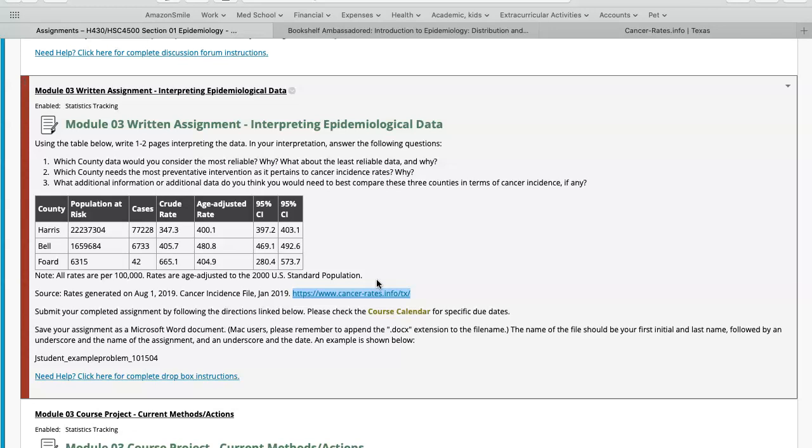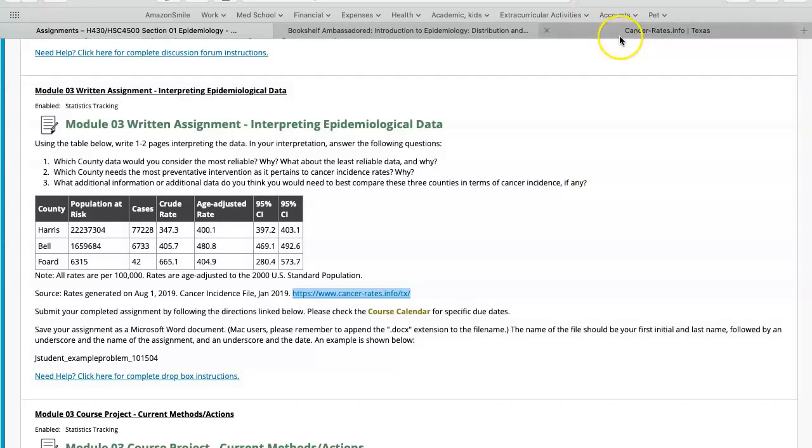And when it says what additional information or data do you think you need to compare these counties in terms of incidence rates? So you're going to think of when we have rates, especially adjusted rates, how can we adjust? What are the various ways that we can adjust? They did list age on here, but that's not the only method that we can use to adjust and compare data. And also, they pulled county data from 3 counties out of the state of Texas.